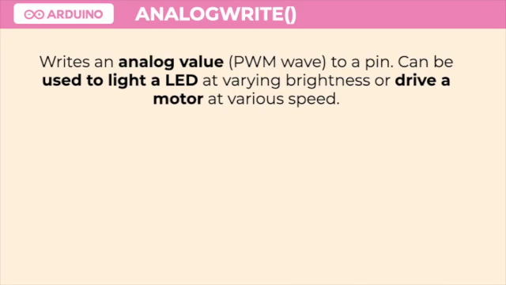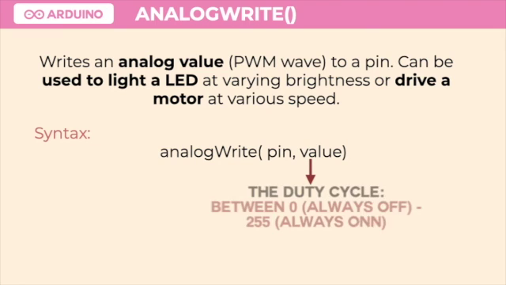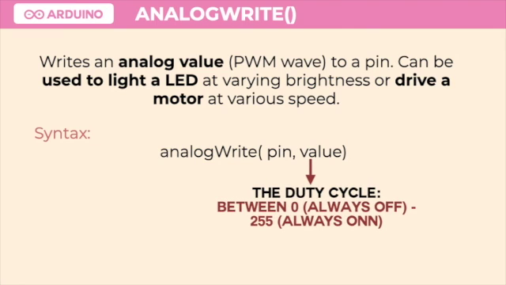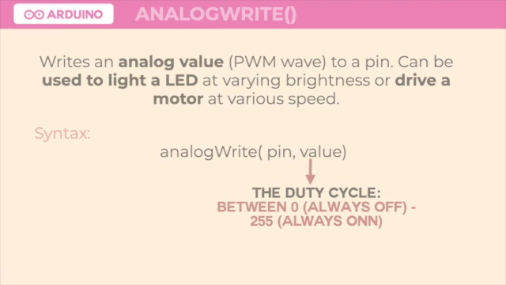Now, let's review analogWrite. analogWrite is used to write an analog value or PWM wave to a pin. It can be used to light an LED at varying brightness or drive a motor at various speeds. Here's the syntax code. analogWrite, pin, value. The value is the duty cycle of PWM signals to R, G, B, corresponding to the color value of red, green, and blue. And it's between 0, meaning always off, to 255, meaning always on.